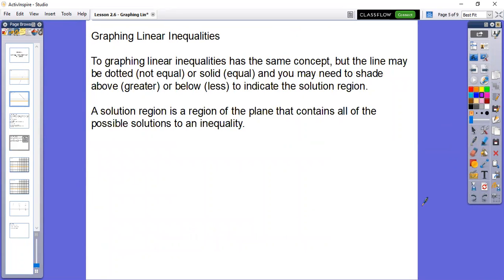We're also going to talk about graphing linear inequalities. This is going to be really similar to graphing linear equations, but we just have to pay attention to the inequality symbol. Remember, inequalities are greater than, less than, greater than or equal to, less than or equal to.